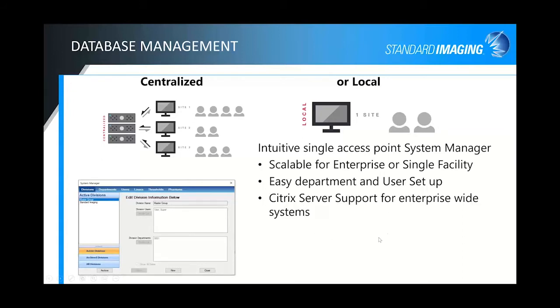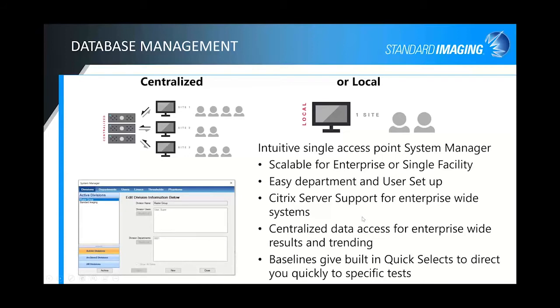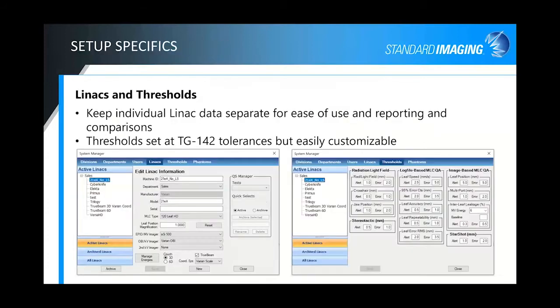We do have Citrix server support for enterprise-wide systems. We've got centralized data access for enterprise-wide results and trending. So basically, you can combine all your data and look at all your data from all your different facilities. And then you also can set baselines, which give you what we call quick selects, to direct you very quickly to your specific tests. We set up specific LINAC and thresholds for individual systems as well.